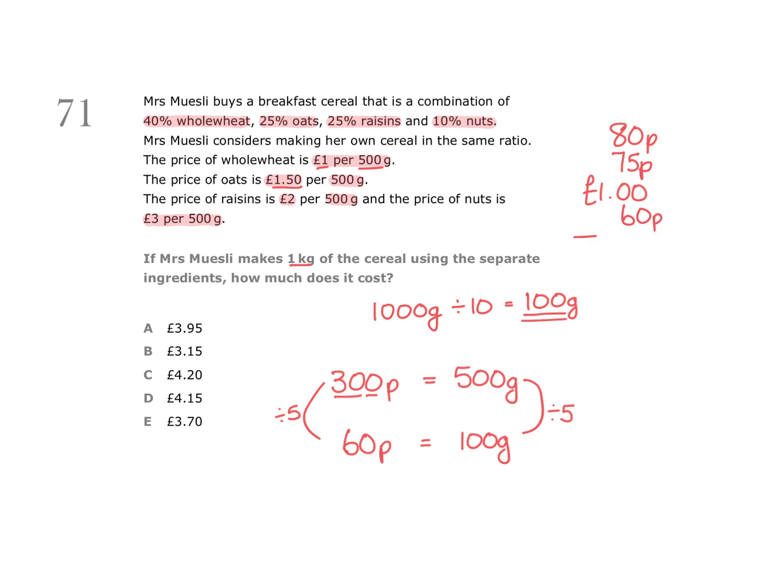Now we can add those values together. We have 5 in the pennies column, then 8 plus 7 in the tens column, which is 15, and 6 more, which makes 21. Finally, in the pounds column, we have 3. So the total cost of the cereal, if Mrs. Muesli made it herself, would be £3.15.